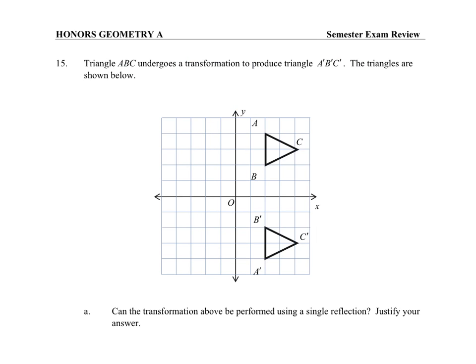Question 15 says triangle ABC undergoes a transformation to produce triangle A prime, B prime, C prime. The triangles are shown below.